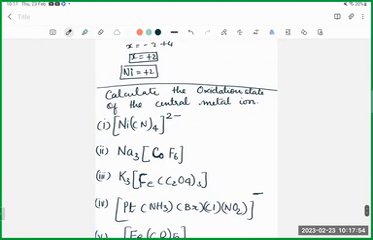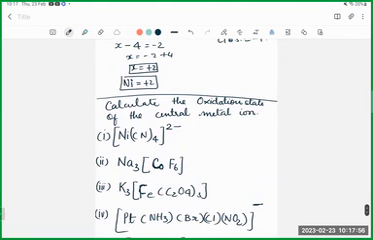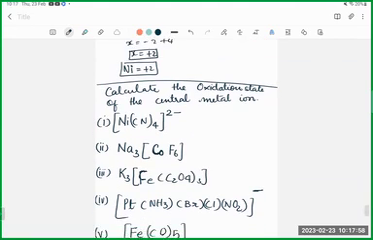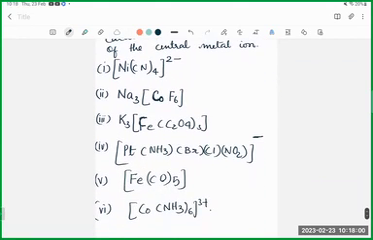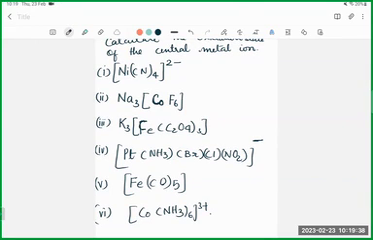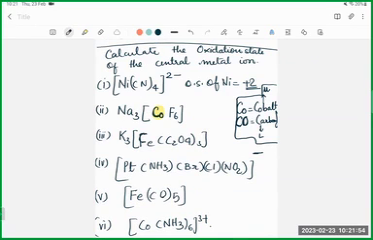Hridaya, are you back? Yes, ma'am. So Hridaya, you can start calculating all these. Follow the chart, the oxidation state of the ligands. Do you have any confusion, Hridaya?